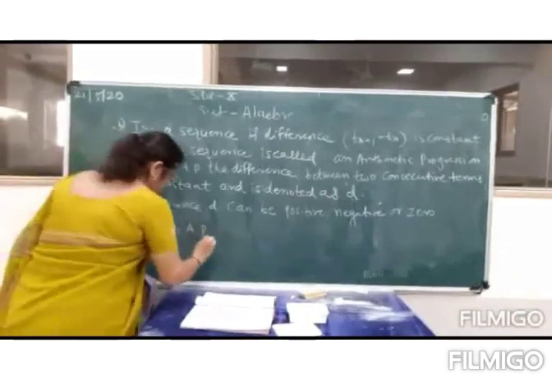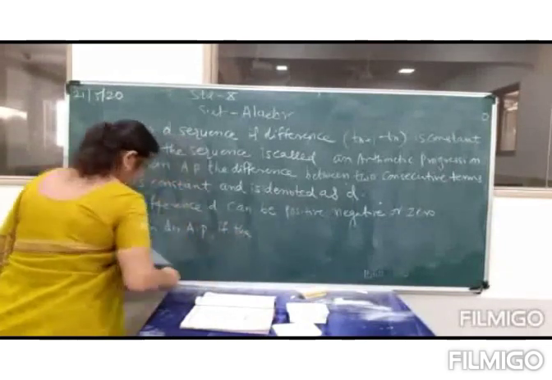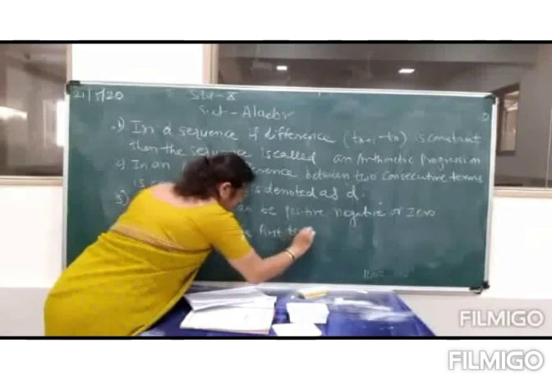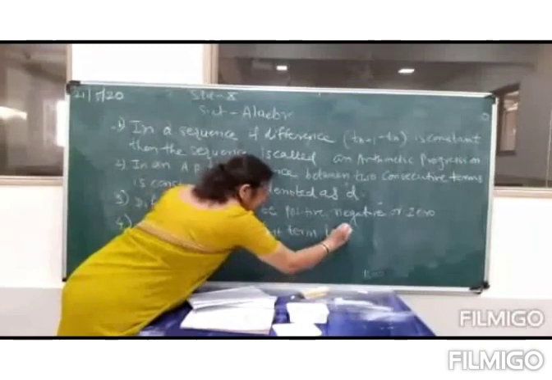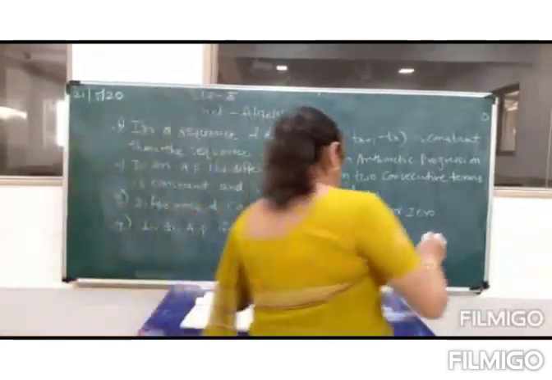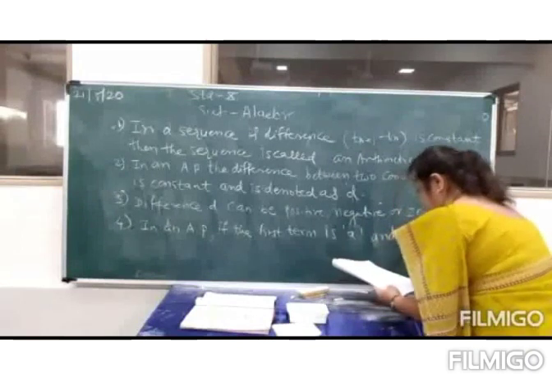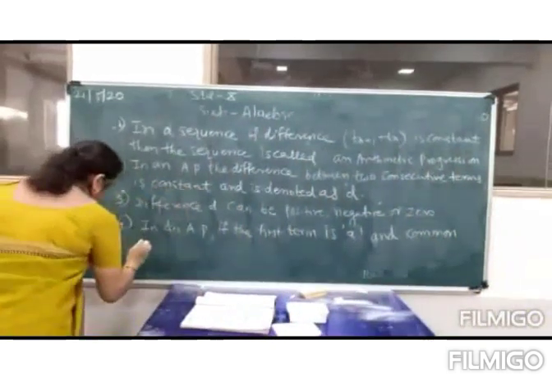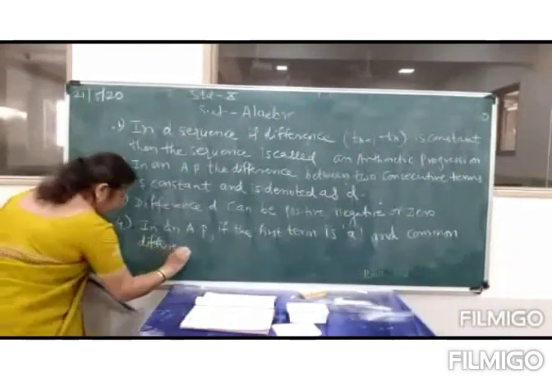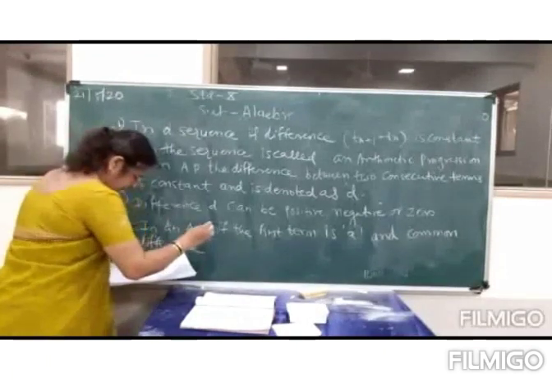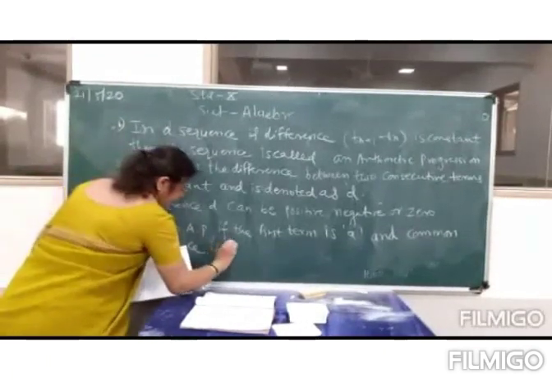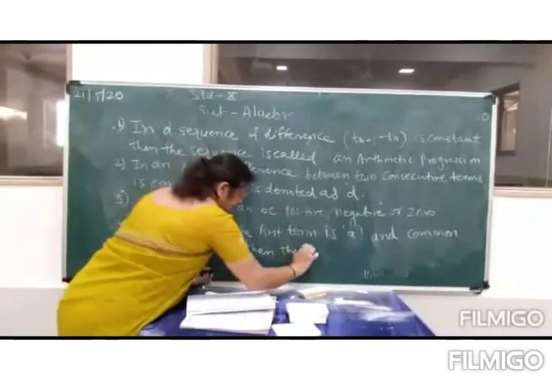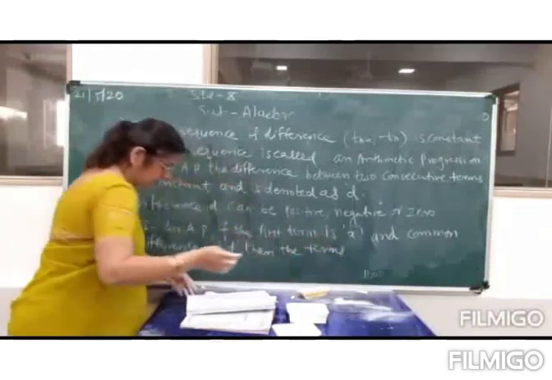And the fourth point, in an AP, the first term is A and the common difference is D, then the terms in the sequence follow.